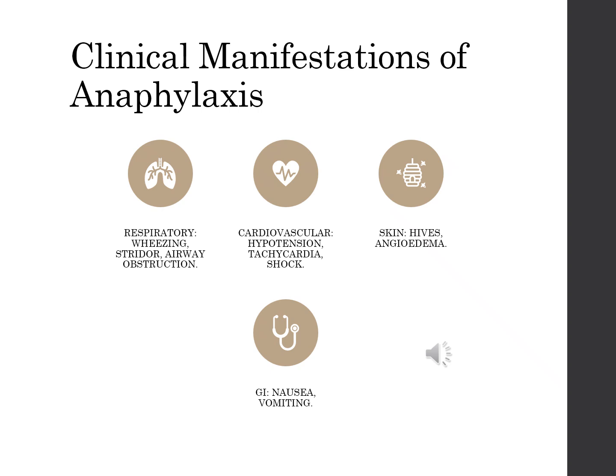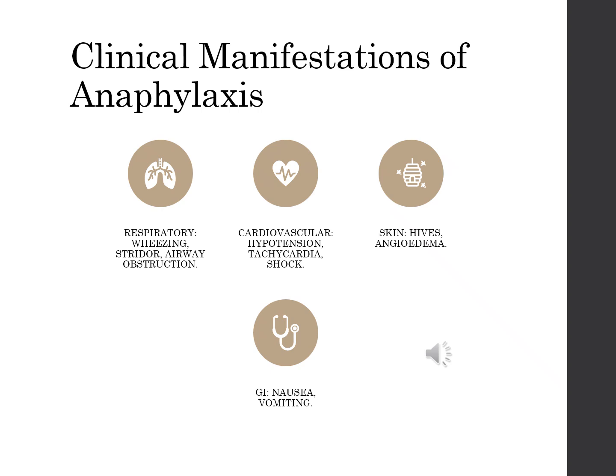Patient cues that you'll see with anaphylaxis. These often appear within seconds to minutes after exposure from that antigen. In our skin, we might see giant hives or welts, itching, severe flushing or redness, or we may see angioedema. This is a swelling of the lips or the tongue.